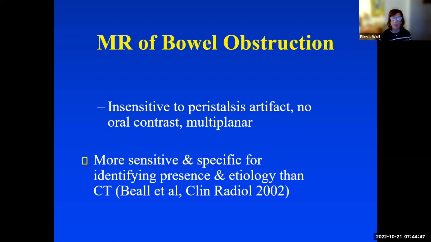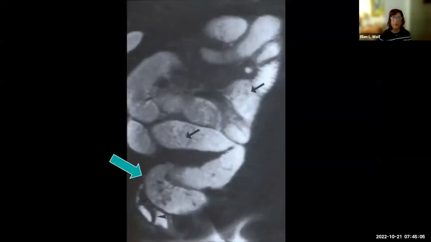Could we do MR? MR is good because it's insensitive to peristalsis artifact. We don't have to give oral contrast. We can get multiplanar reconstructions. And one study showed that it was actually more sensitive and specific for identifying the presence of small bowel obstruction and the etiology of small bowel obstruction. An example here, we can see that there's again transition between the dilated and non-dilated bowel in a patient with small bowel obstruction.